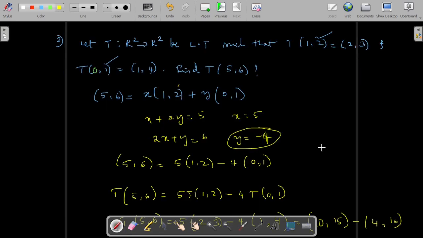This is how to get the general formula for the transformation when any two basis vectors of the space get mapped to new vectors under the transformation T.